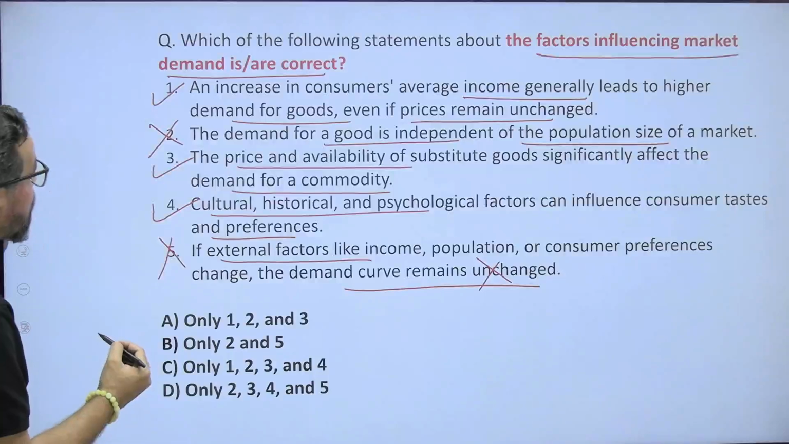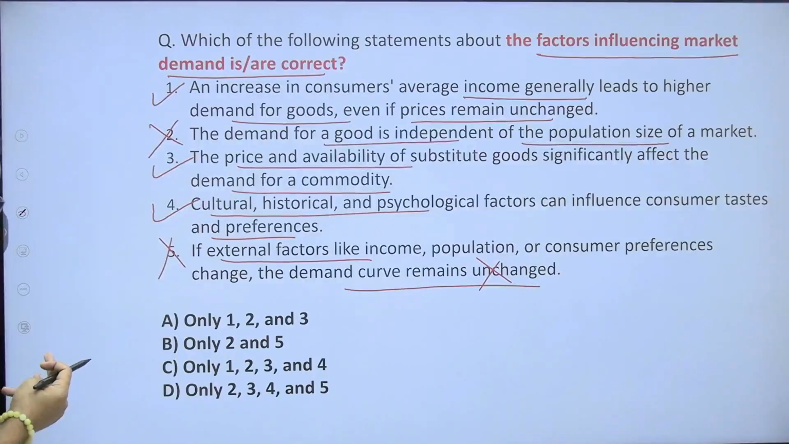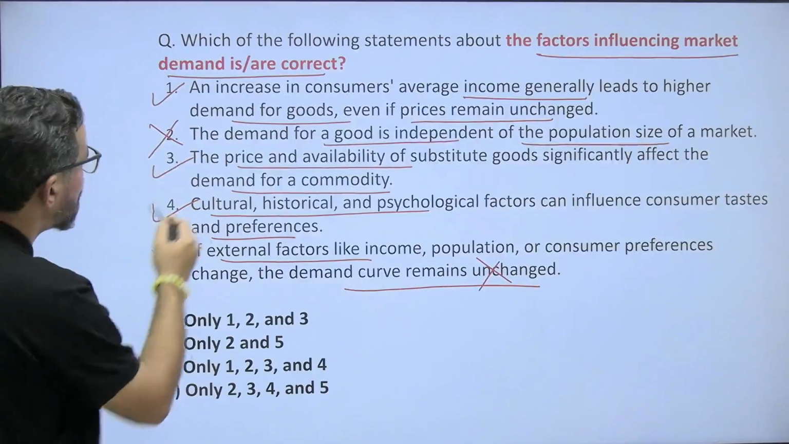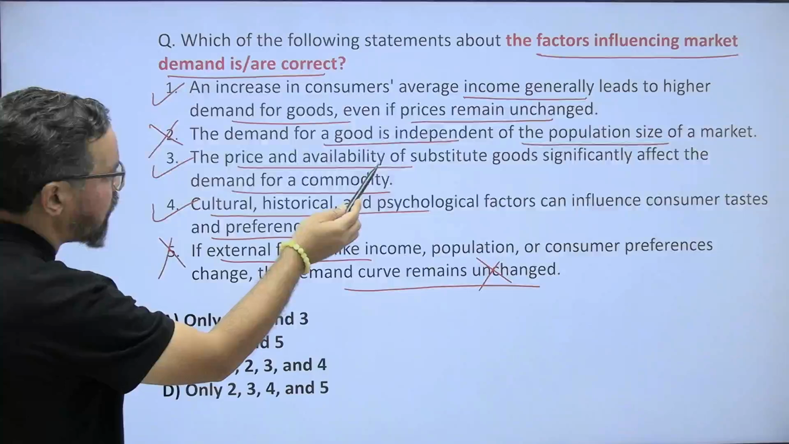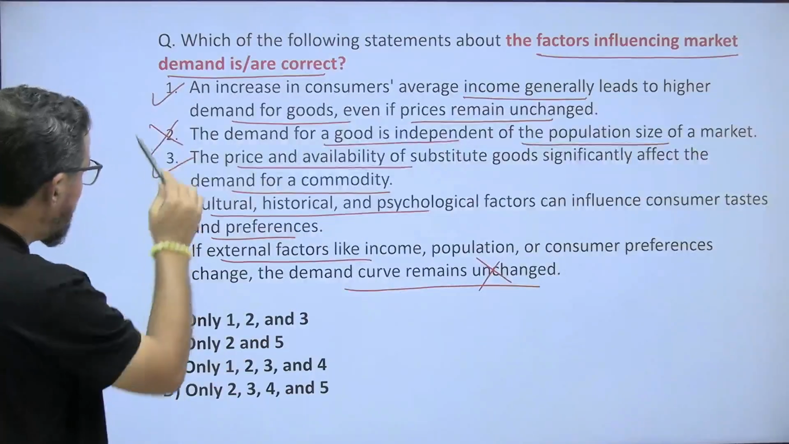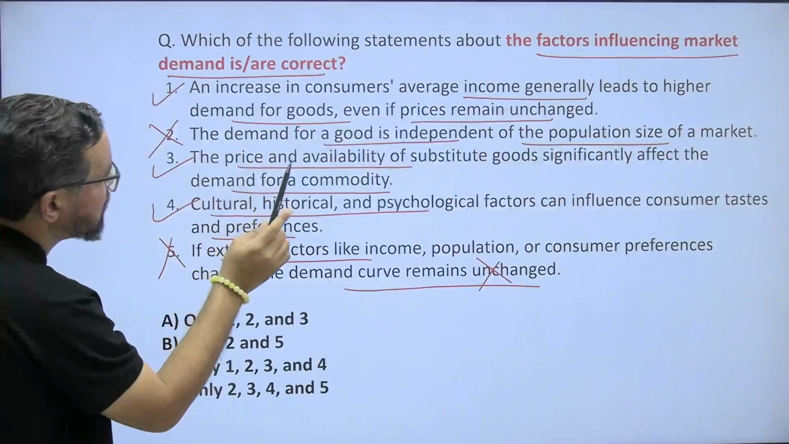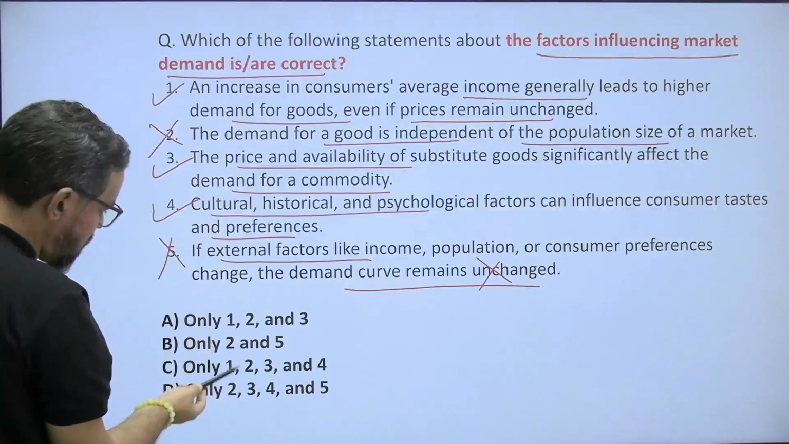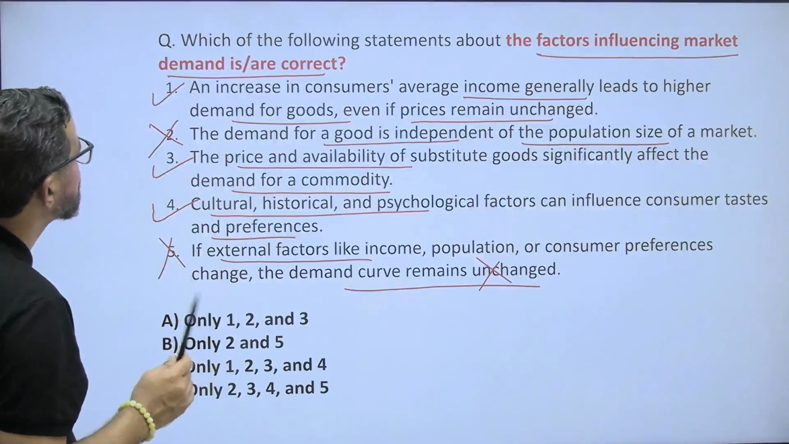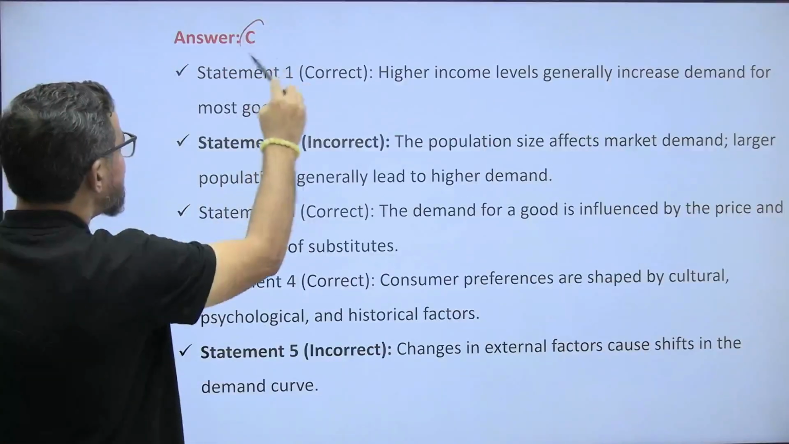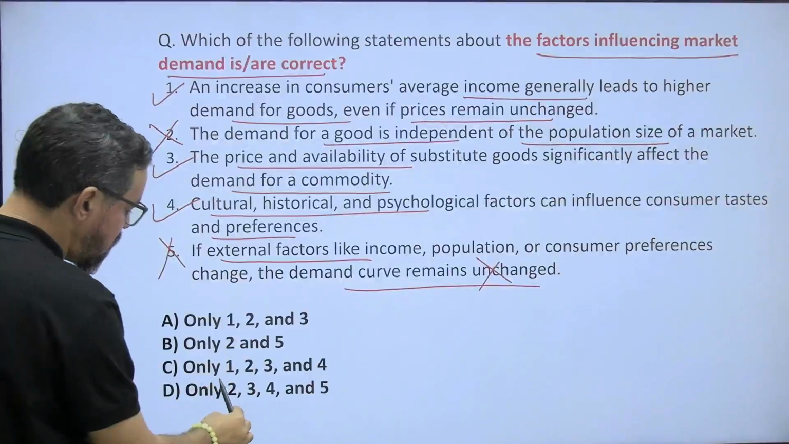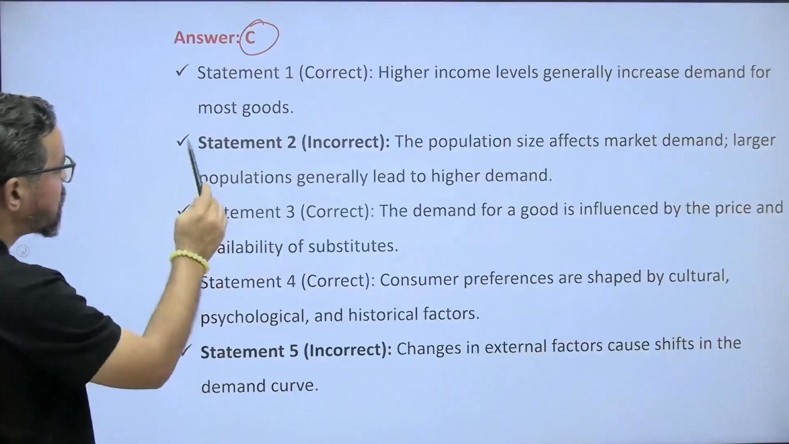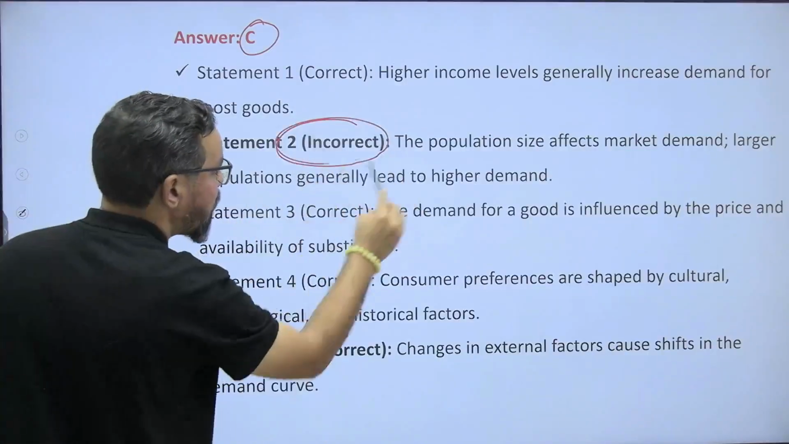So 1, 3, 4. What we have to find out is the correct factors influencing demand. Statement 2, the demand for goods is independent of population size, is wrong. 1 is correct: an increase in average income generally leads to higher demand. This is also correct. 1 3. We do not have 1 3 as an option. I guess there is some problem with these options. It is given as C, so we'll check this one: 1 2 3. 2 is wrong. Yeah, it should be mentioned here.